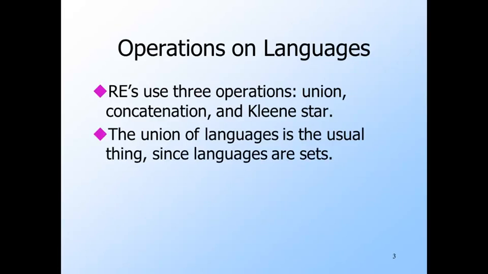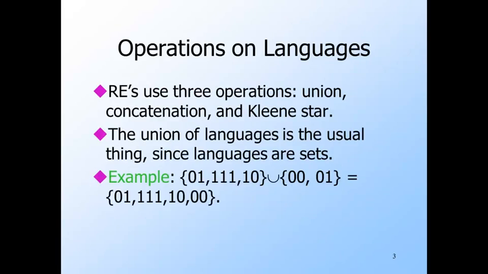Okay. The union of languages is the usual thing, since languages are sets. And here's a very simple example. Here are two sets, they're languages, with three strings and with two strings. 01 happens to be in both, so it will be once in the union. 111 is there, 10 is there, and 00 is there. So that's the common notion of the union on sets or languages.